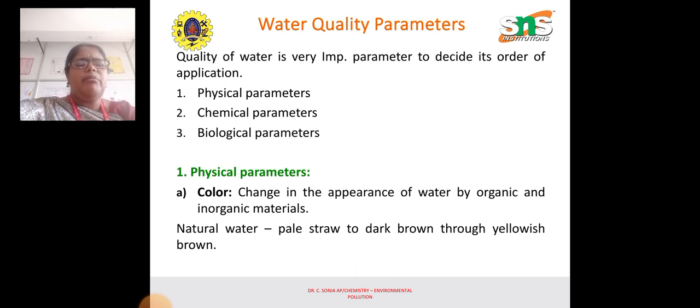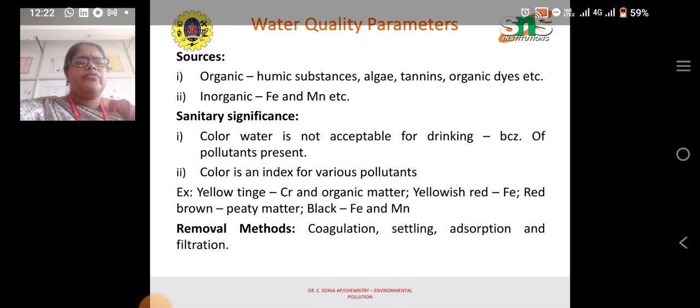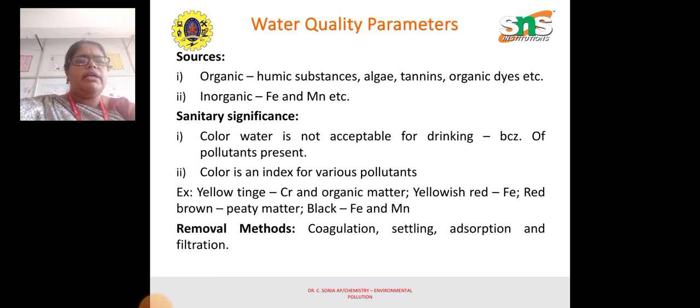For physical parameters, we can take the color, the change in the appearance of water by organic and inorganic materials. Natural water is pale straw to dark brown through yellowish brown in color. The sources are organic sources like humic substances, algae, tannins, organic dyes, etc., and inorganic substances like iron and manganese, etc.